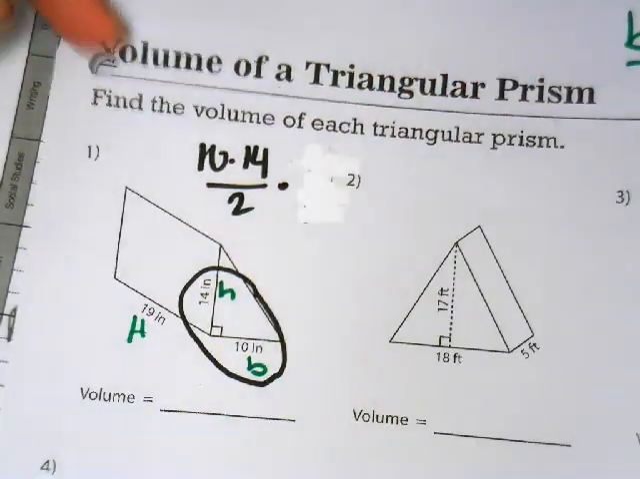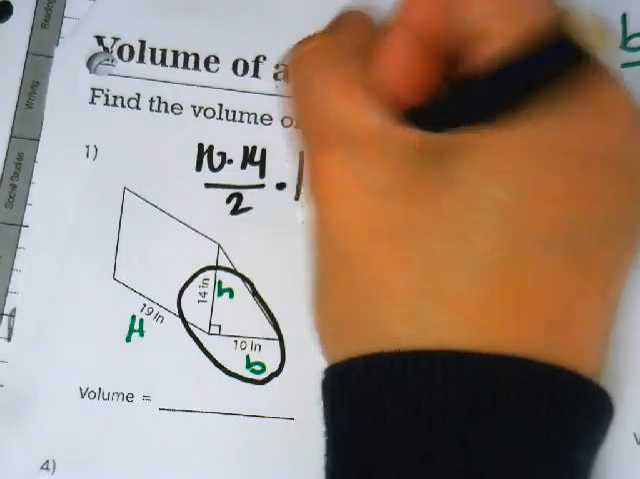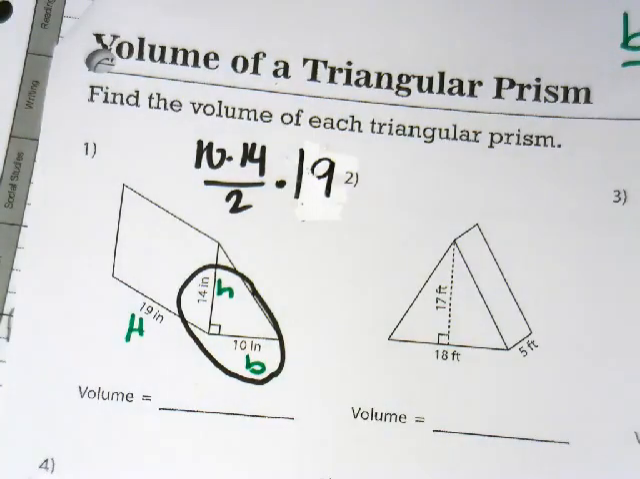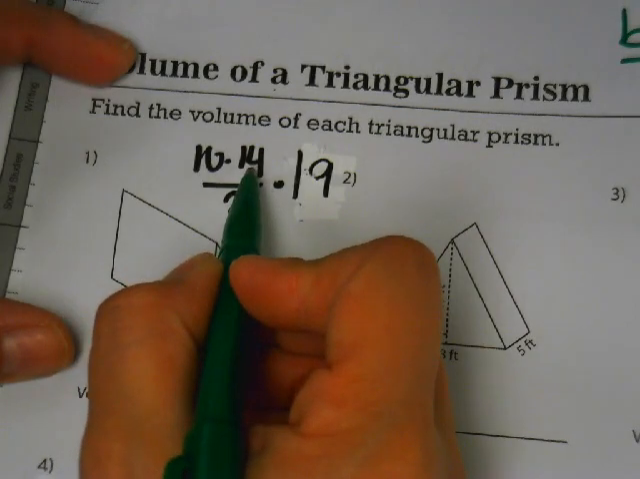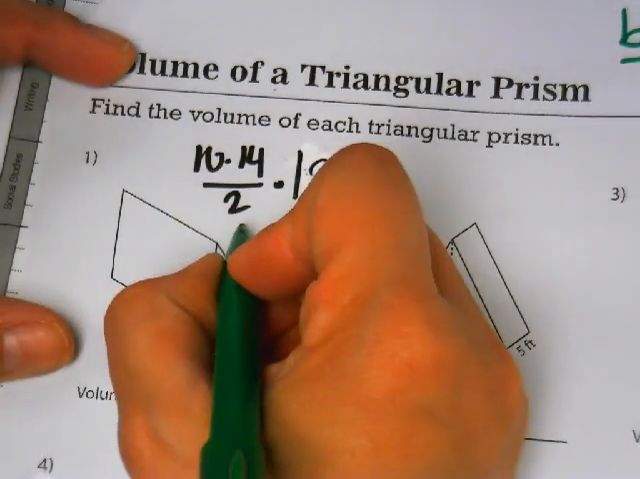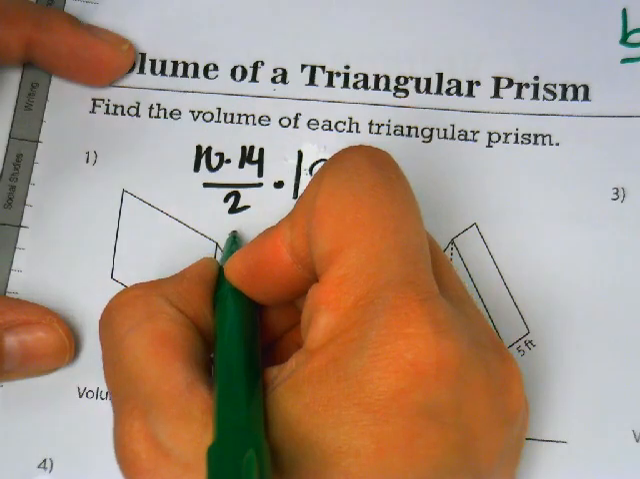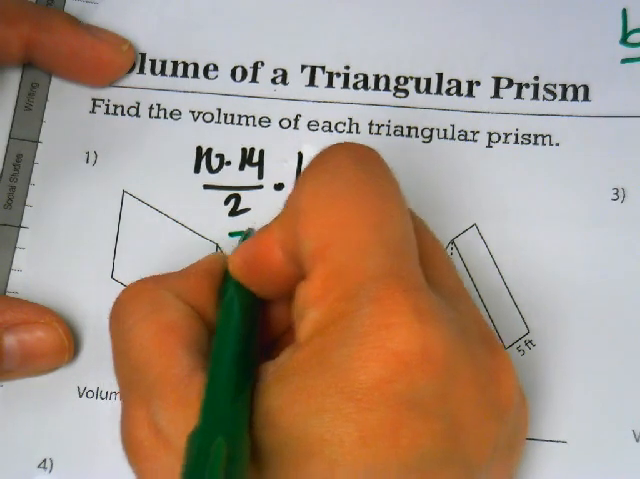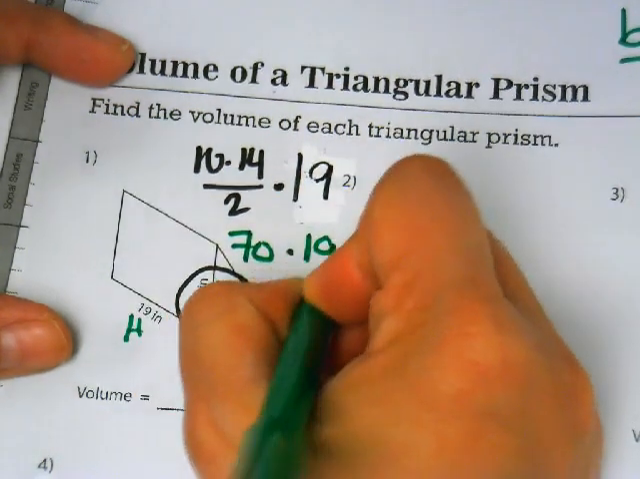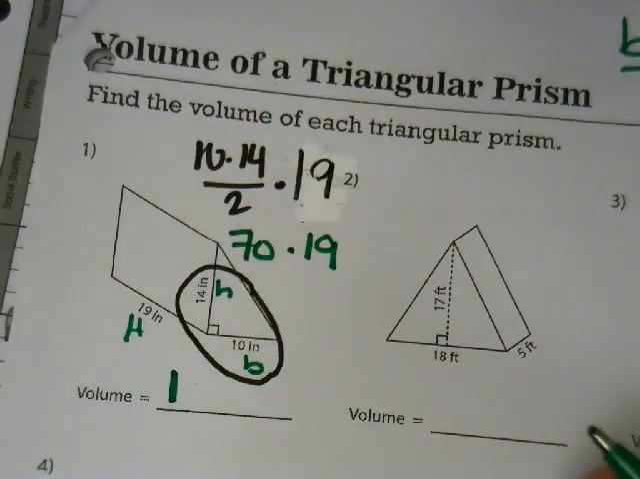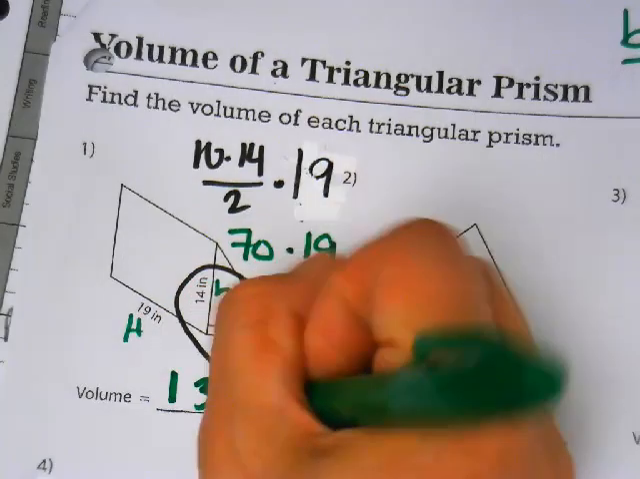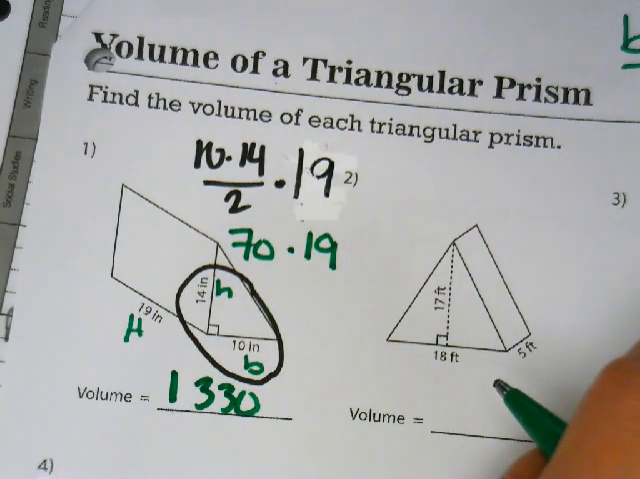Is this 17 times 19? I mean, 70 times 19. 14, yeah. Oh, I was dividing. What's 10 times 14 divided by 2? 140 divided by 2? 70 times 19. 1,330 is correct.